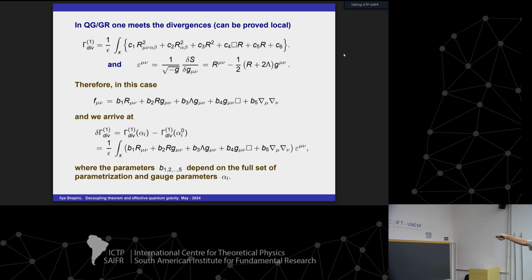Of course, the values of these coefficients, B1, B2, B3, B4, B5, depend on these gauge fixing parameters and reparameterization parameters. Okay? But they can be seen as independent arbitrary coefficients. Okay? Then we have this expression for the divergences. It multiplies this f mu by the equation of motion.